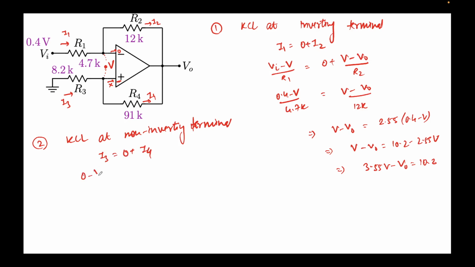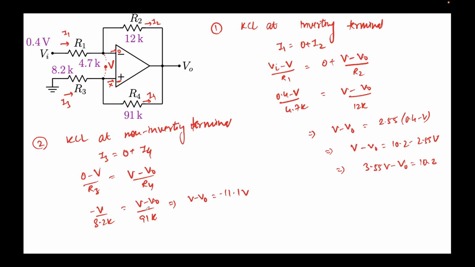This will be 0 minus V. This potential is V over R3. This should be equal to the value of I4, which will be nothing but V minus V naught over R4. So this will give us minus V over 8.2K equal to V minus V naught over 91K. Okay, so this will give me V minus V naught equal to 91 over 8.2, which is 11.1, minus 11.1 V.